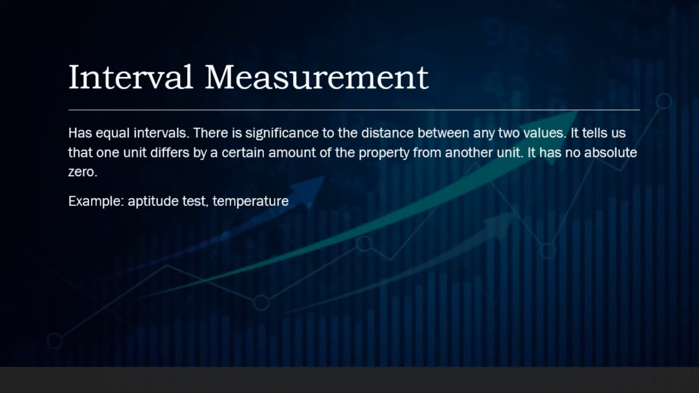Interval measurement has equal intervals. There is significance to the distance between any two values. It tells us that one unit differs by a certain amount of the property from another unit. It has no absolute zero. Example: aptitude test and temperature.